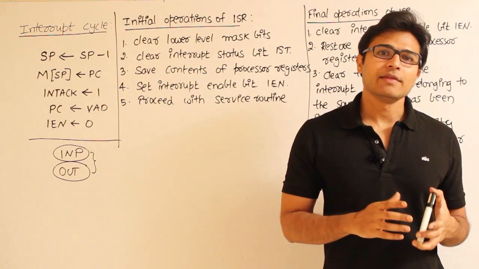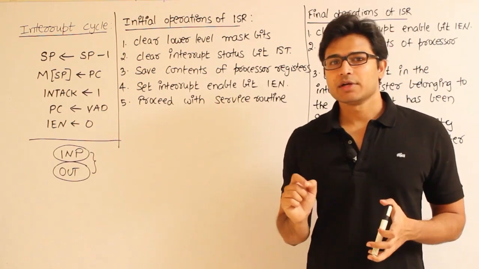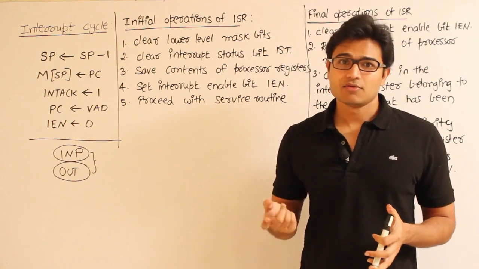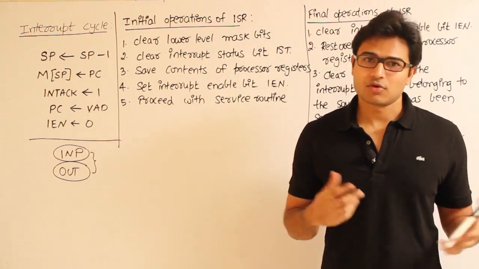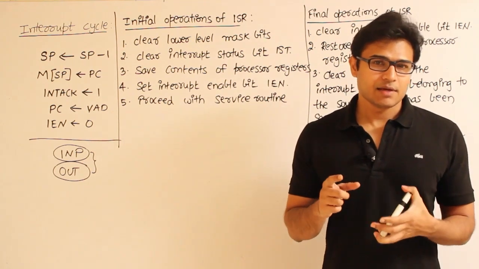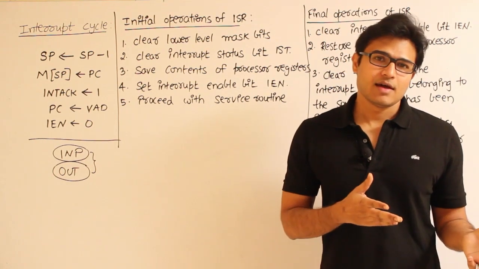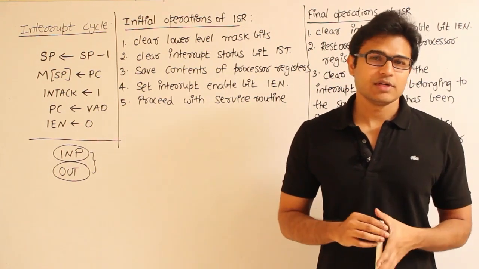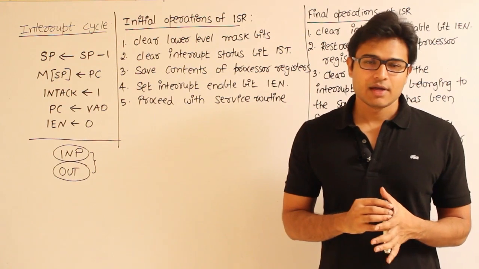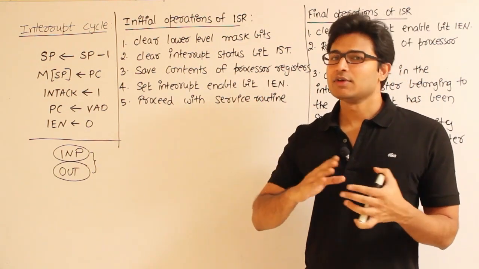Now, what will be done in the interrupt cycle? The interrupt cycle is completely executed in the hardware. It is very fast, probably 2, 3 or 4 clocks. It will take almost the same time as taken by one instruction. So it is not a very big overhead. Until we get into the interrupt service routine, whatever happens, it will happen fast.